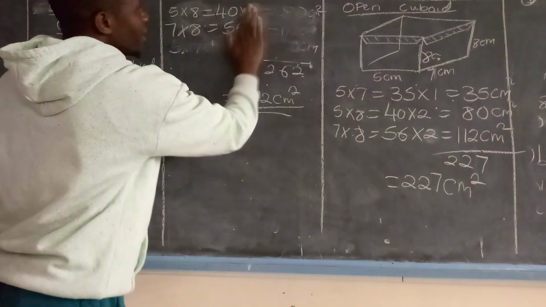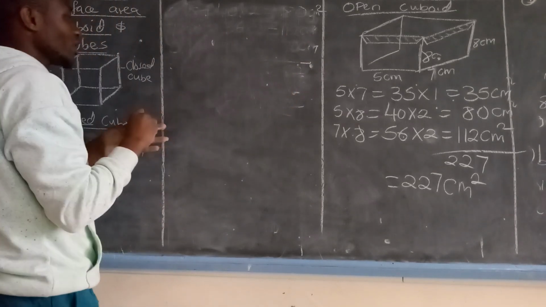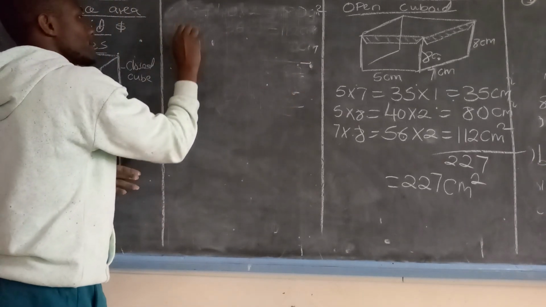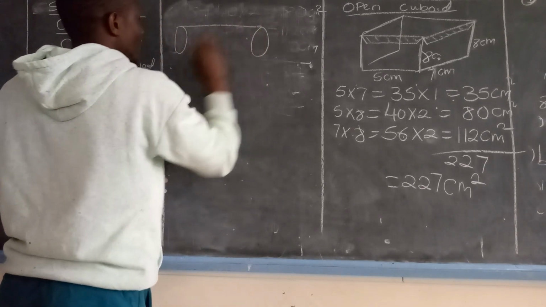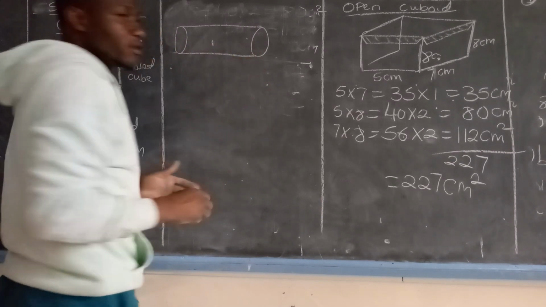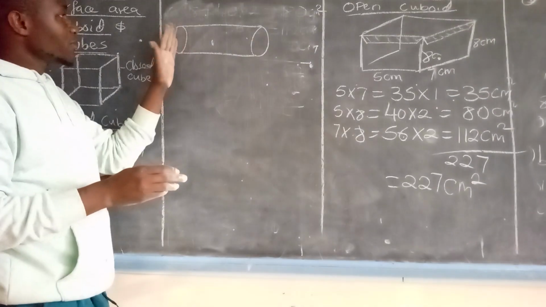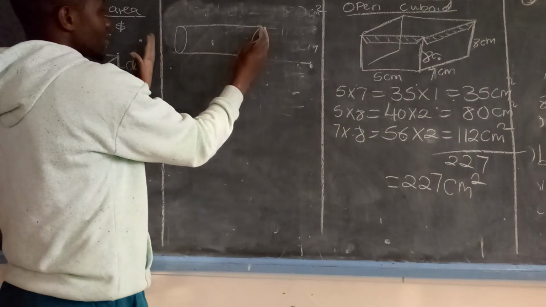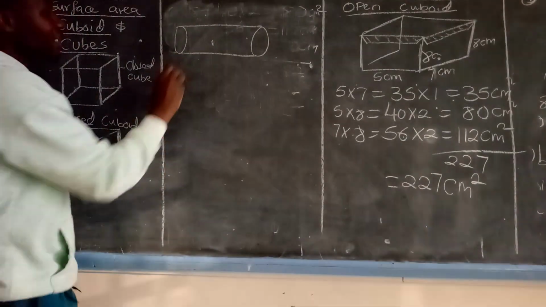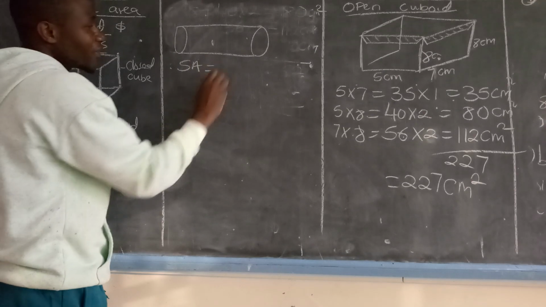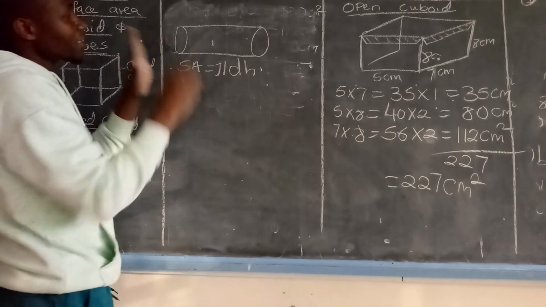Now, the other one here, let us look at the surface area of a pipe. A pipe. This means a pipe is open on both sides. It's only a pipe. This means there's no circle here and no circle here. This means you can see through a pipe. If you want to find the surface area of a pipe, it has a very simple formula, that is pi dh. To find the surface area of a pipe is pi dh.